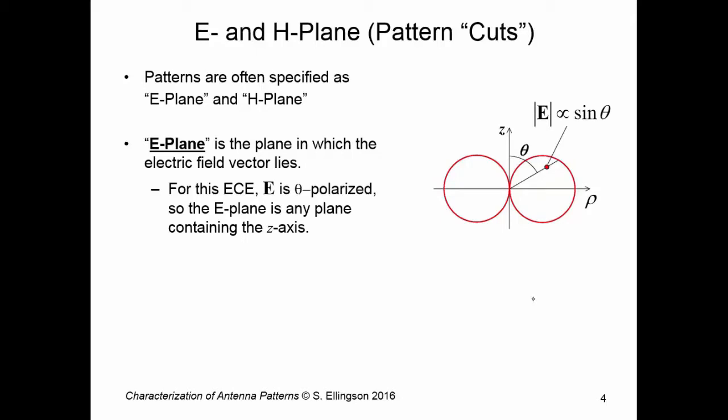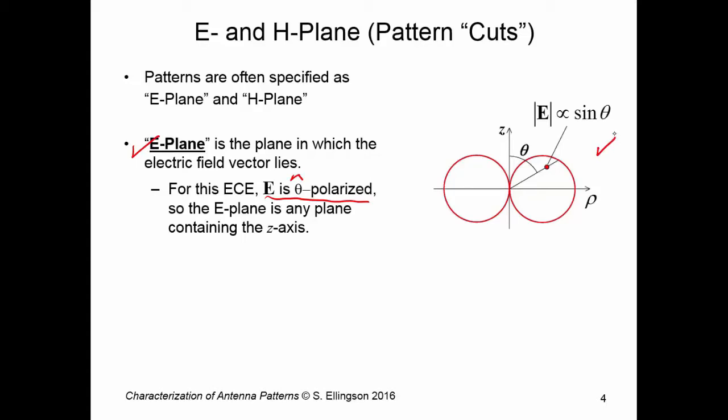Okay, first, pattern cuts. Here we talk about the E and the H plane. The E plane is the plane in which the electric field vector lies. For the electric current element, which is z-directed, the electric field vector is always theta polarized. I should say specifically theta hat polarized. So the E plane is any plane containing the z-axis, because any plane containing the z-axis also contains the theta hat vector.